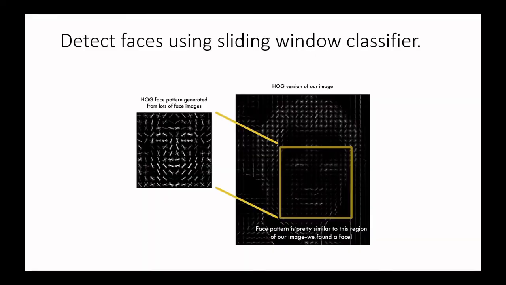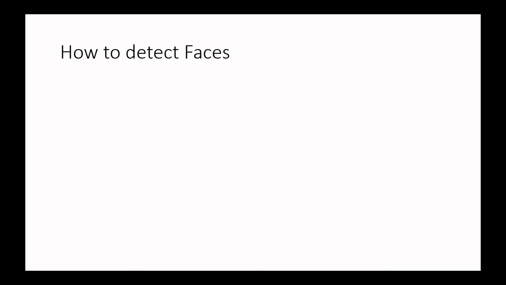Next, we can train and use a machine learning classifier like SVM to classify the input image as a face or not a face. We can use a sliding window over the entire image and pass that small window to the machine learning classifier and decide if a face exists or not. The window with the highest confidence can be selected as the facial area.